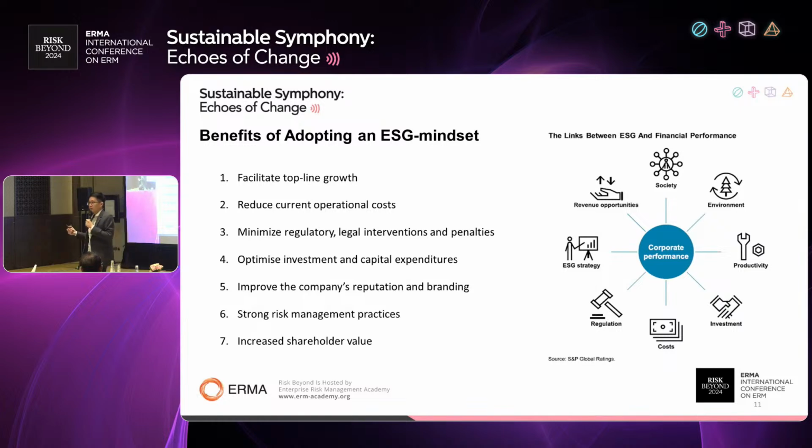First of all, number one, facilitate top-line growth. That's where you have your sustainable products that can be sold to customers. These can be seen as more ethical, more valuable to clients or to customers, and that may drive top-line growth.